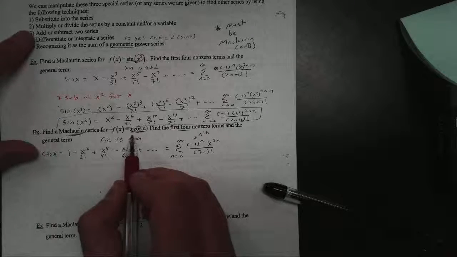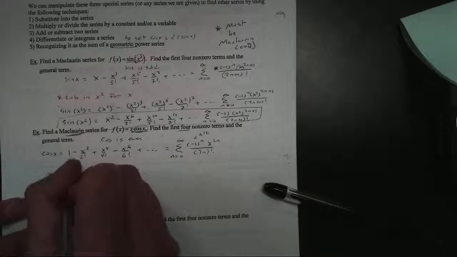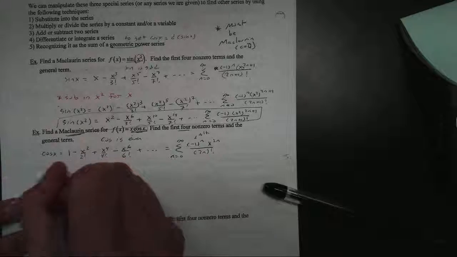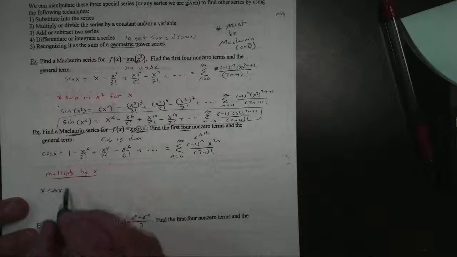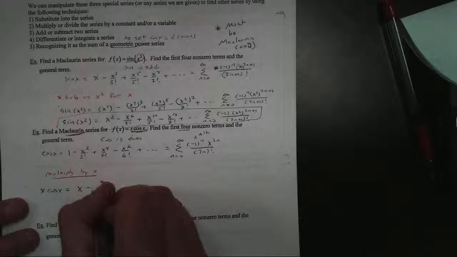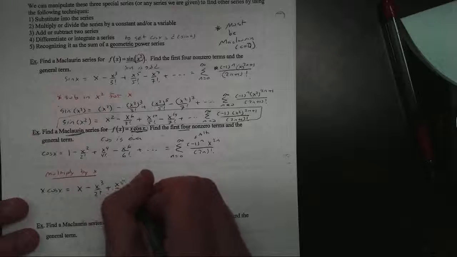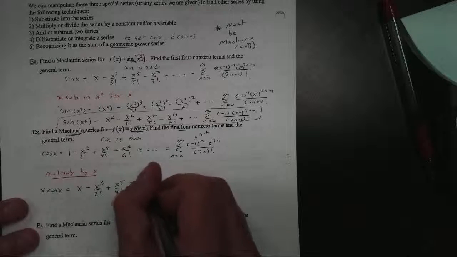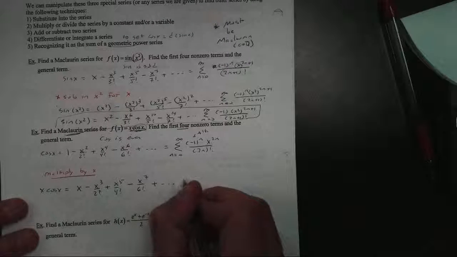Now, what's going on here? I'm multiplying by x, and that's one of our techniques. We can multiply. So I can just multiply by x. Now, if I get x cosine of x, this isn't hard to do. 1 times x is just x, minus x cubed over 2 factorial, plus x to the 5th over 4 factorial, minus x to the 7th over 6 factorial. There's my 4 terms, plus dot dot dot, all the way to my general term.